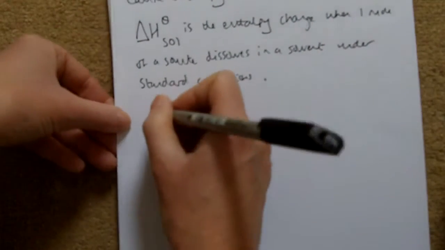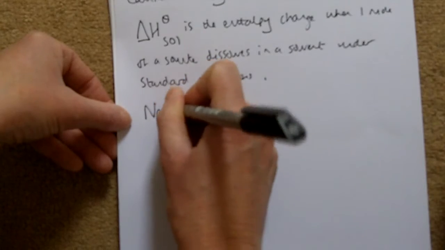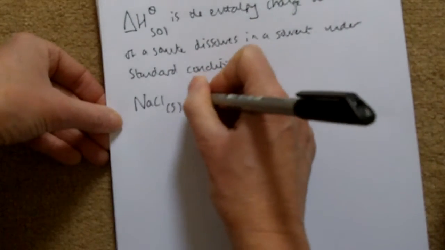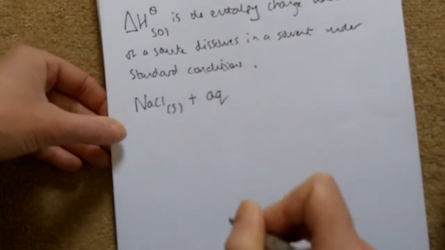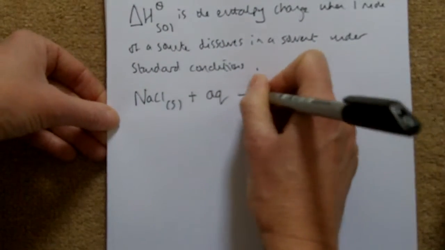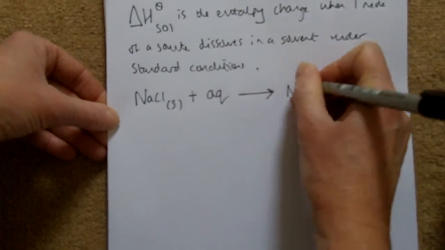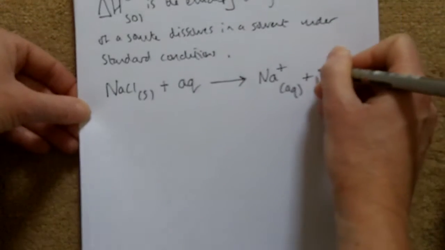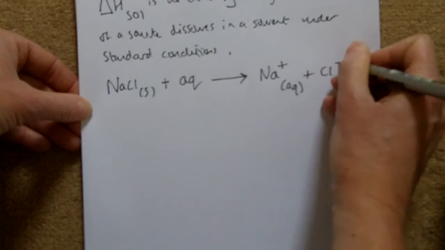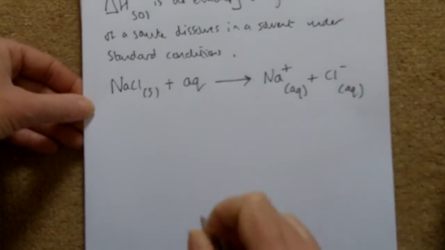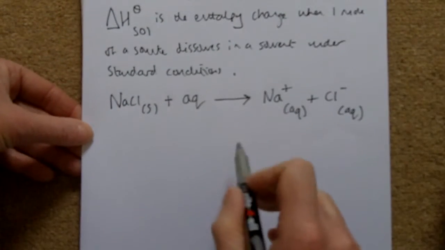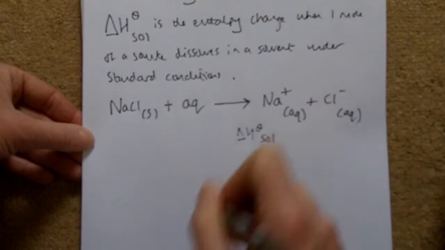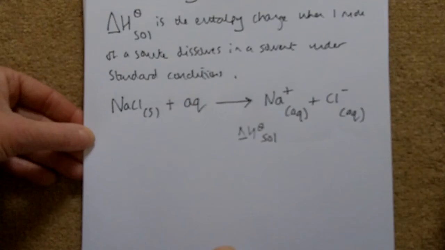So let's say if we take 1 mole of sodium chloride, for example, and we'd be really sneaky, the solvent we just put as aq, the water like that, aq, and then what happens is you get the hydrated ions, you get the aqueous ions from the salt. Okay, that's the equation. That's the equation to represent the enthalpy change of solution of sodium chloride.